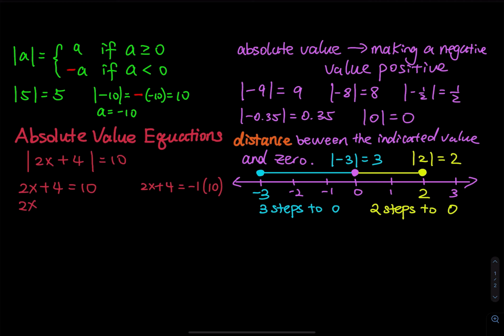You know how to solve equations, right? So we subtract 4 on both sides. 10 minus 4 is equal to 6, and then you divide by 2 on both sides. So x is equal to 6 divided by 2, which is 3. On the other hand, you have 2x equals -10 minus 4, so that is -14. Divide by 2 on both sides, and you have x equals -7.